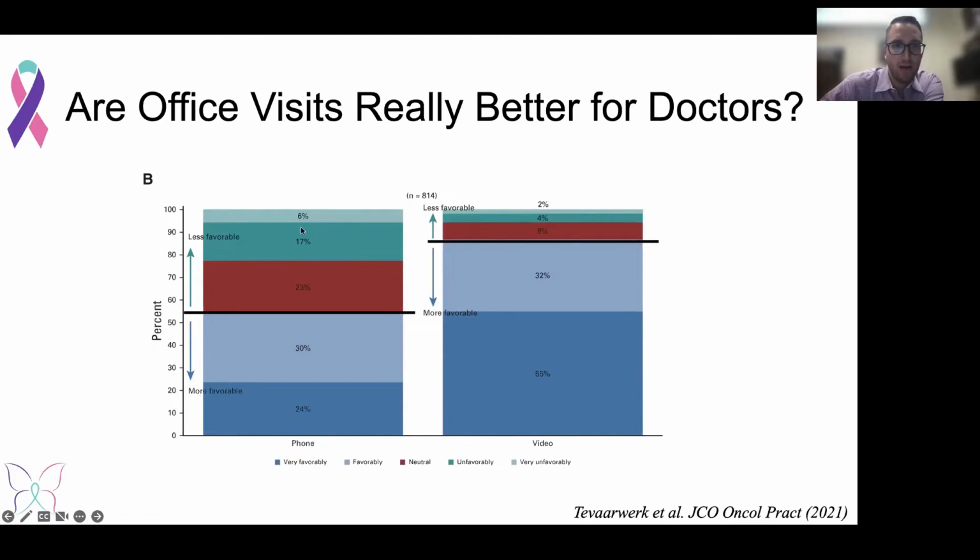Just to orient you, basically this black line indicates the cut point where people said they were unfavorable versus favorable in terms of their opinions of these different types of visits. So I'm not really surprised to see phone visits. I almost don't even call those visits. It's more like calling someone with a lab result or something. So I don't really expect that to be a doctor-patient encounter.